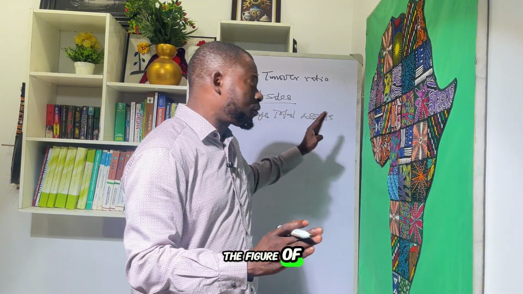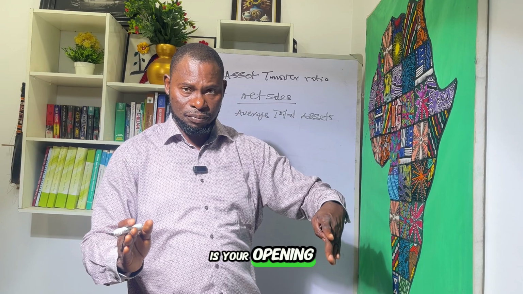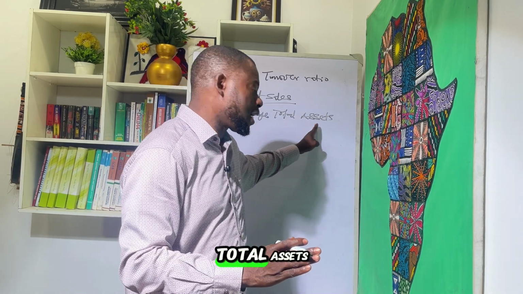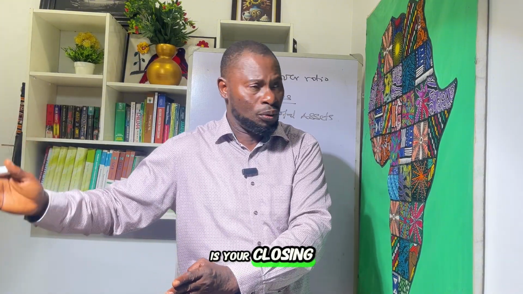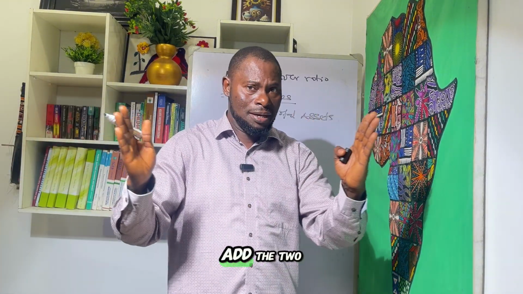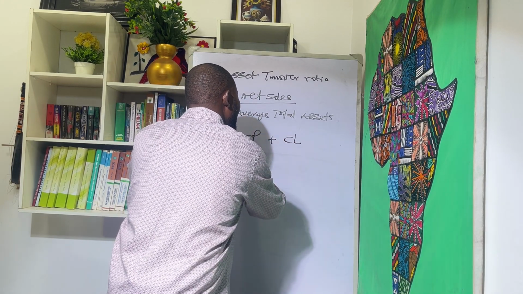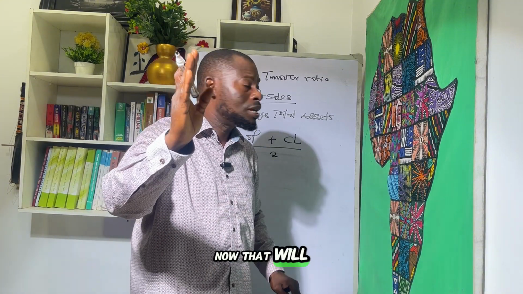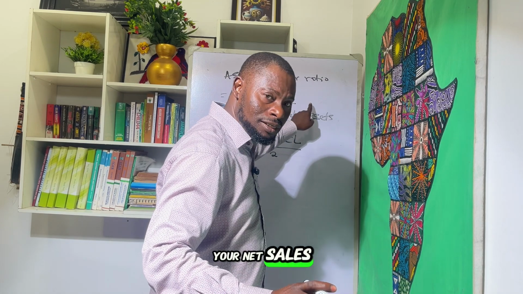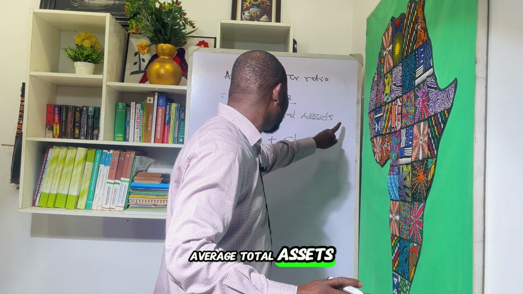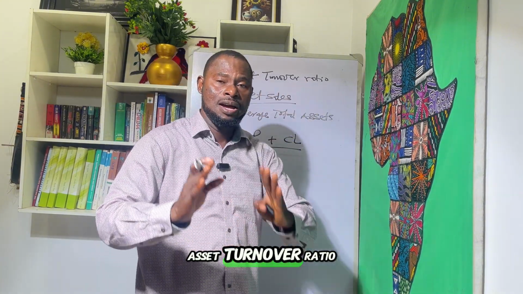The figure of total assets that you have for the last year, that's the preceding year, is your opening total assets. The one you have for the end of this reporting period is your closing total assets. Now, when you add the two, you say opening plus closing, and you divide it by 2. Now, that will give us the average total assets. So, at the end of the day, you are able to get your net sales, and you divide it by the average total assets. What you have is the ratio. It's called your asset turnover ratio.